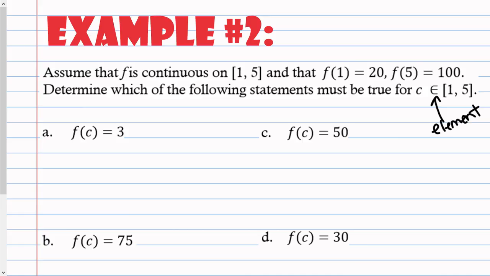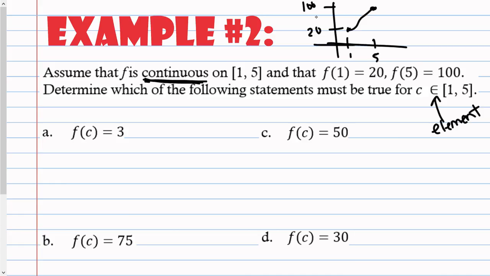So when you see that symbol, I need you to know what that means. It's algebra 1 stuff. Again, assume that f is continuous, so there are no holes, no gaps, no jumps, and it's continuous from 1 to 5. Sometimes it's really helpful to do a horrible little sketch of what this graph might look like. When x is 1, y is 20, so here's 1, let's call this 20. When x is 5, y is 100, so let's call that 5, and let's call this 100. Let's say it's something like that.